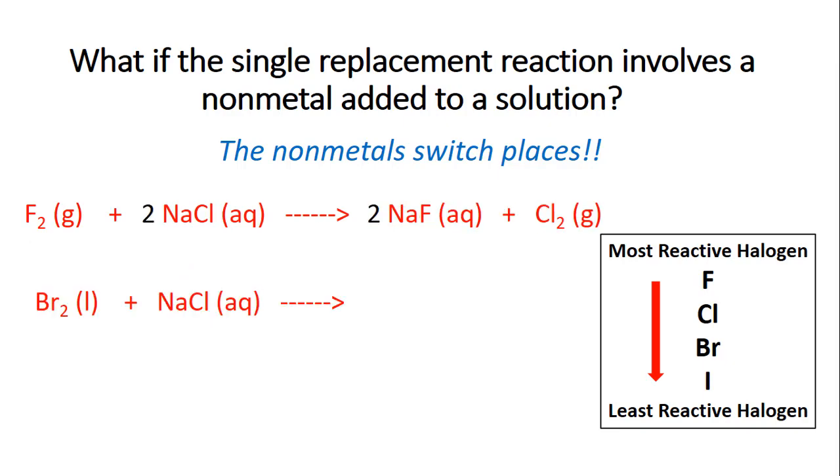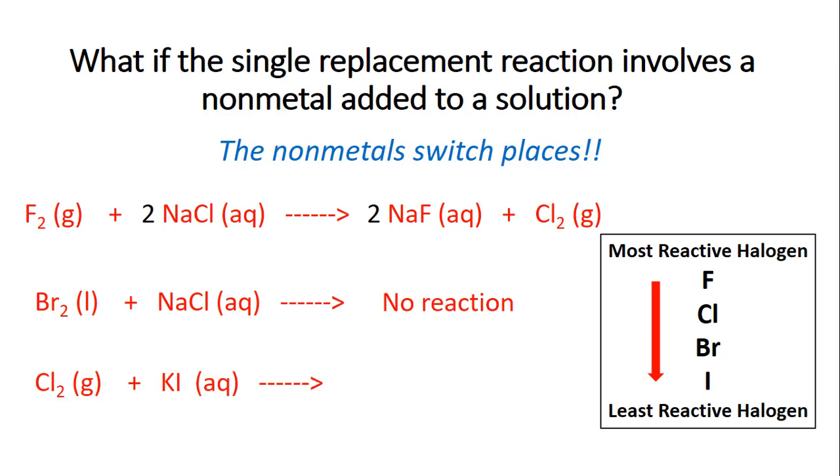Here's a second example. This time bromine, a nonmetal, a halogen, is being introduced to a solution of sodium chloride. For this chemical reaction to happen, the bromine would have to be more reactive than the chlorine. But if you look at the chart, that's simply not true. Bromine is less reactive than chlorine. Therefore, this chemical reaction cannot occur.